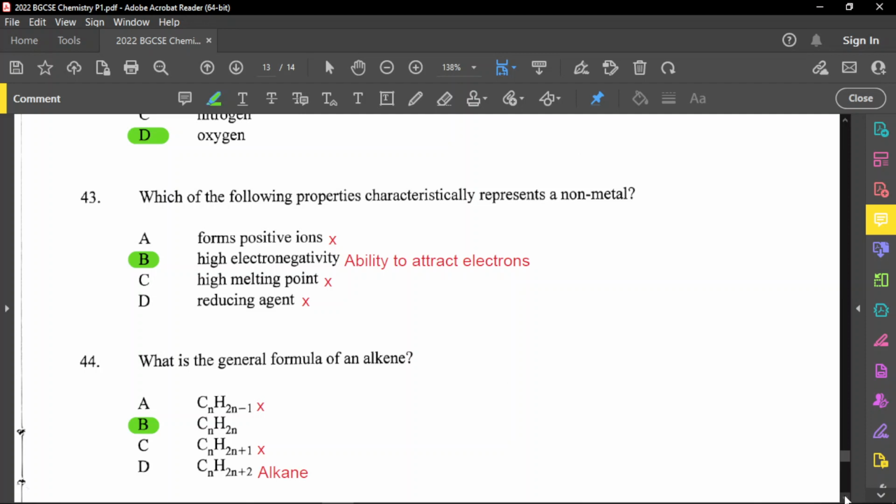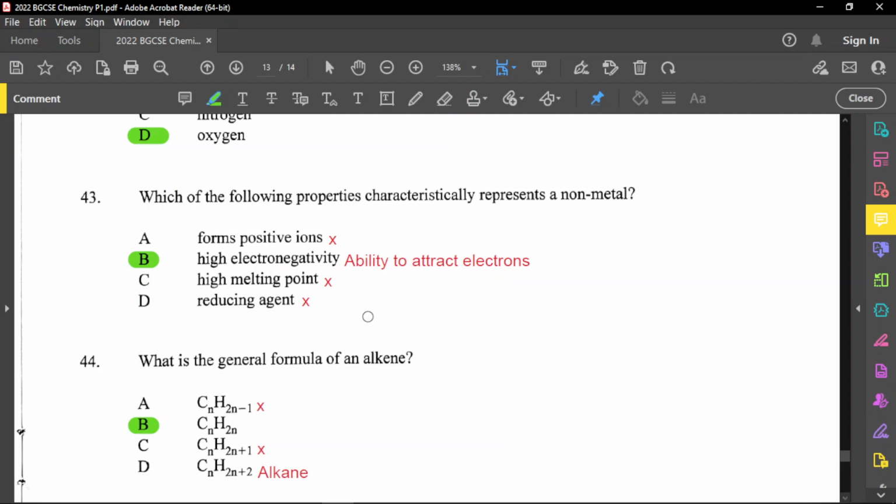In terms of the characteristics of nonmetals, I want you to remember what nonmetals are. I guess you should know this, I know you did this probably from grade 10 or earlier. A nonmetal will form negative ions, so definitely A is out. The high electronegativity, yes. And why? Because nonmetals generally tend to attract electrons, and electronegativity is the ability to attract electrons. High melting point? The melting point tends to be low.